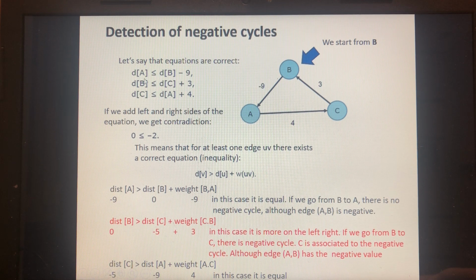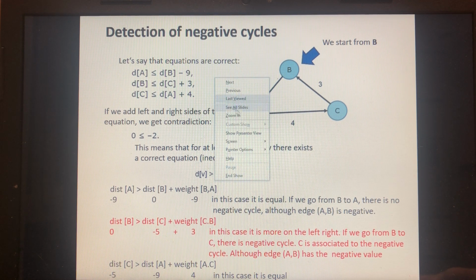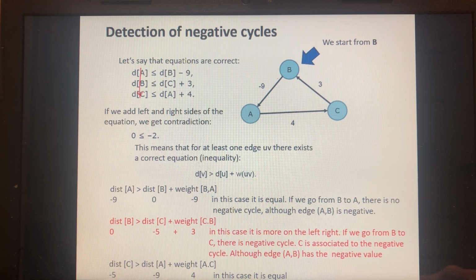These are simple algebraic equations. Maybe it's difficult for you to understand right now, but distance A is distance B minus 9. Distance B minus 9 is distance A, yes. Distance B is distance C plus 3, yes, it's okay. Distance C is distance A plus 4. So this is all correct. Then the mathematicians tend to add all these columns, this column, this column, this column right here, and this column right here. So they get that 0 is less or equal than -2, and they get the contradiction.